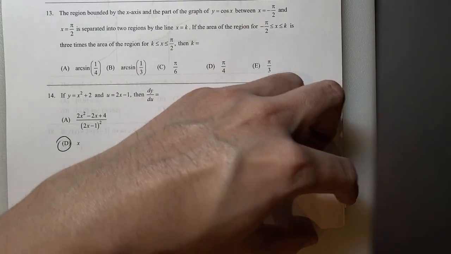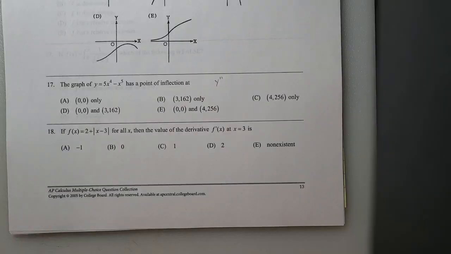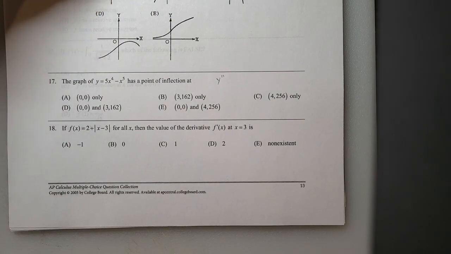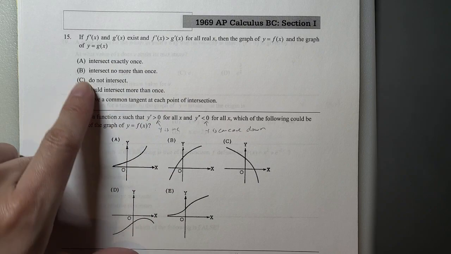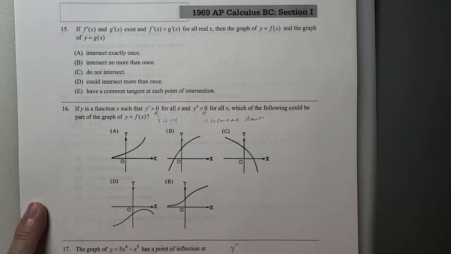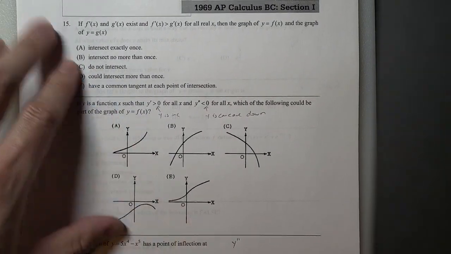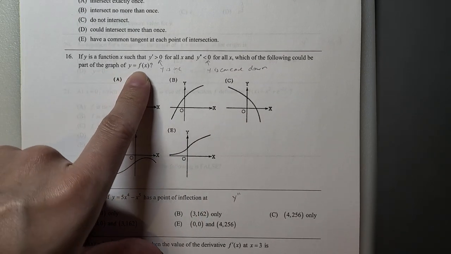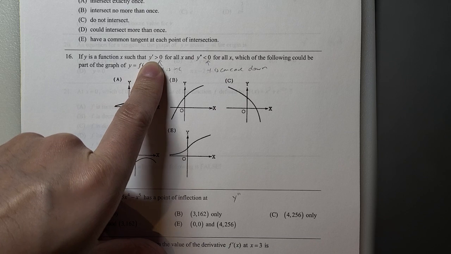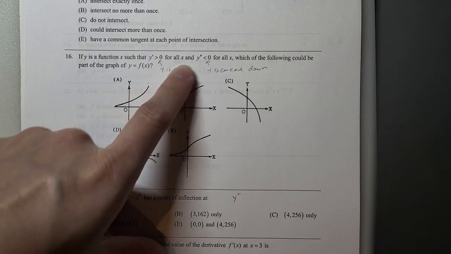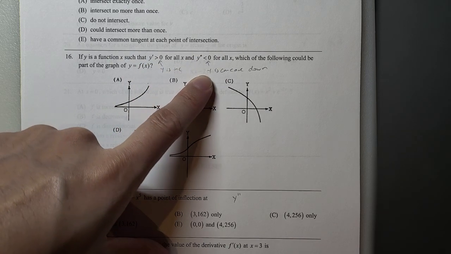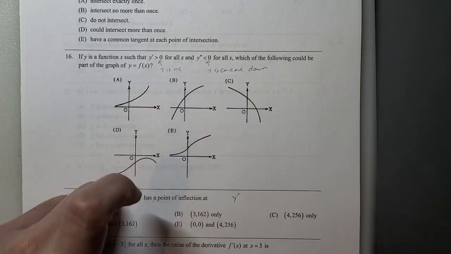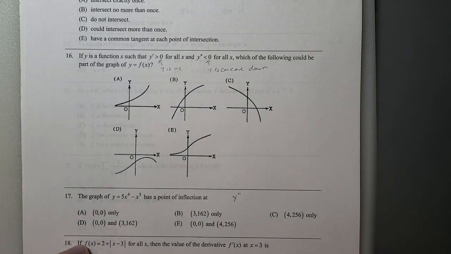Okay, moving on. This one I did on the AB, so I don't have an easy hint to give. It's a long explanation, if I remember correctly. This one, again, is an AB. The hint here is, well, y prime is greater than 0. This should signal y is increasing. y double prime less than 0. This should signal y is concave down. So if I remember correctly, it's this answer, B.